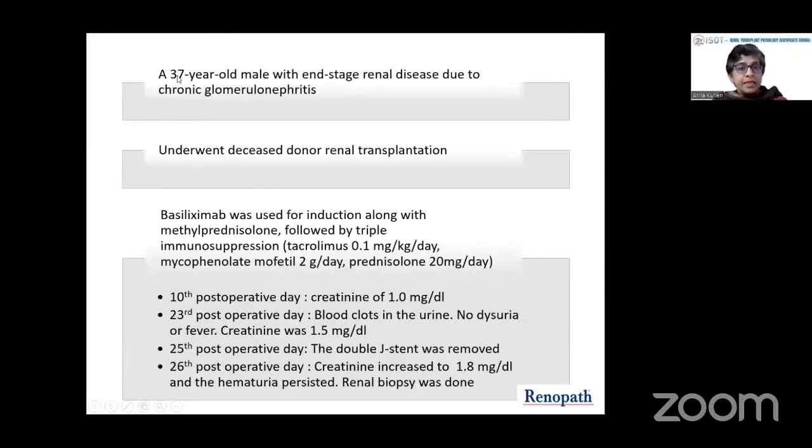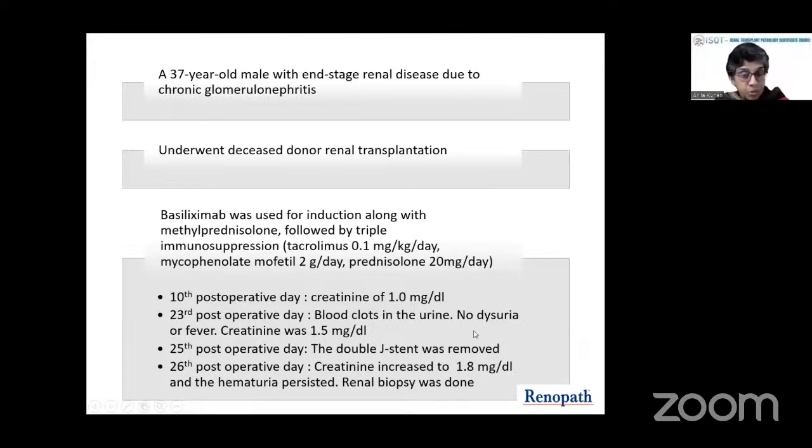Moving on to the last case. This is a 37-year-old male whose end-stage renal disease was, again, chronic glomerulonephritis. We did not have a tissue diagnosis. He underwent a deceased donor renal transplantation with induction and triple immunosuppression. He was doing very well. On the 10th post-op day, his best creatinine was 1. He was discharged, went home happily, only to return on day 23 with passing frank blood in the urine. There was no dysuria or fever. And when he came back, he had a creatinine of 1.5.